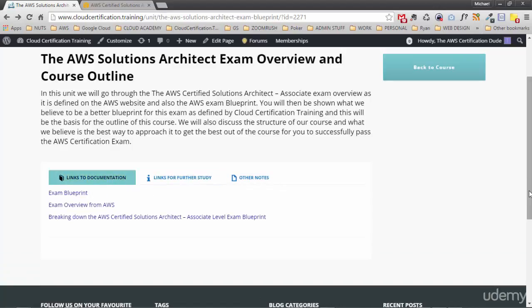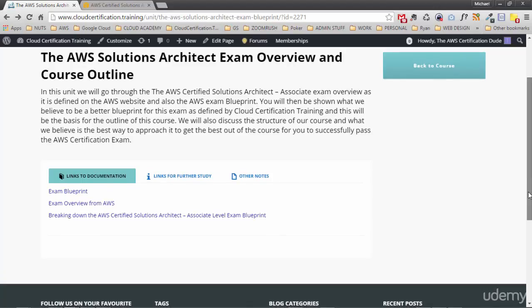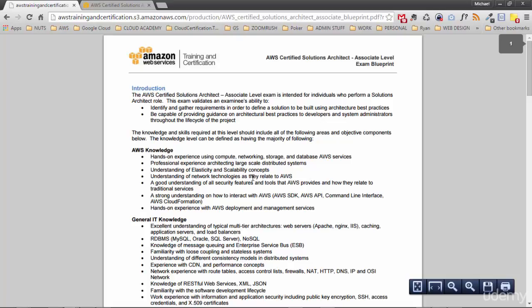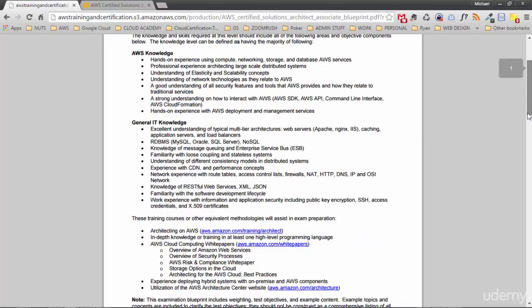So let's first have a look at the links to the documentation, which I think are very important if you are going to undertake this exam. First of all, it's the exam blueprint as defined by AWS themselves. Now this is off on their website, and it is a little bit, dare I say, confusing, a little bit convoluted in how they outline what you actually need to understand and study. Definitely read through it. Definitely familiarize yourself with everything that's in it.